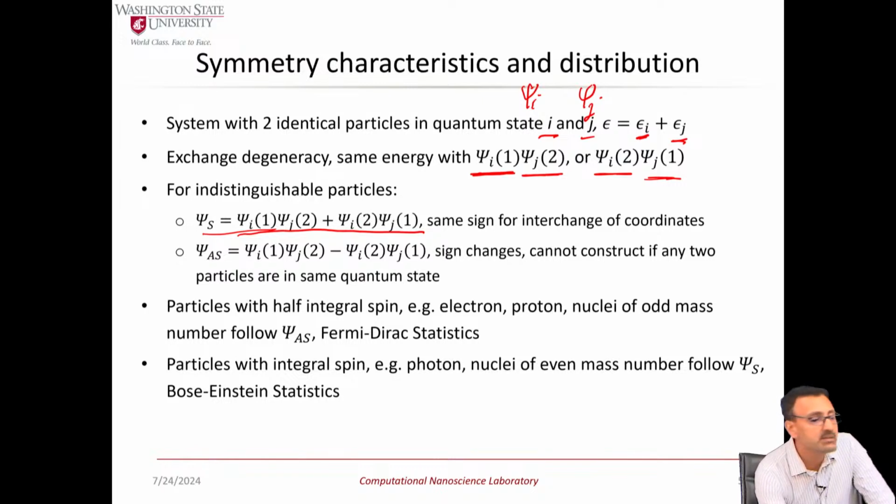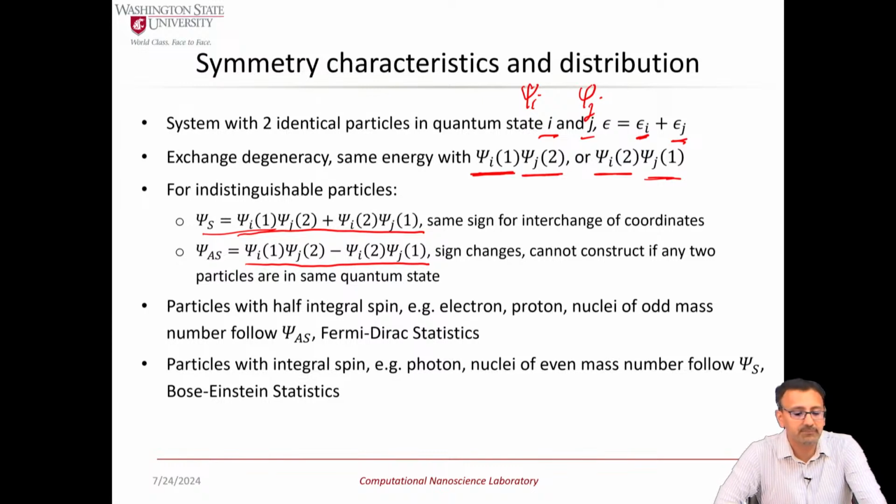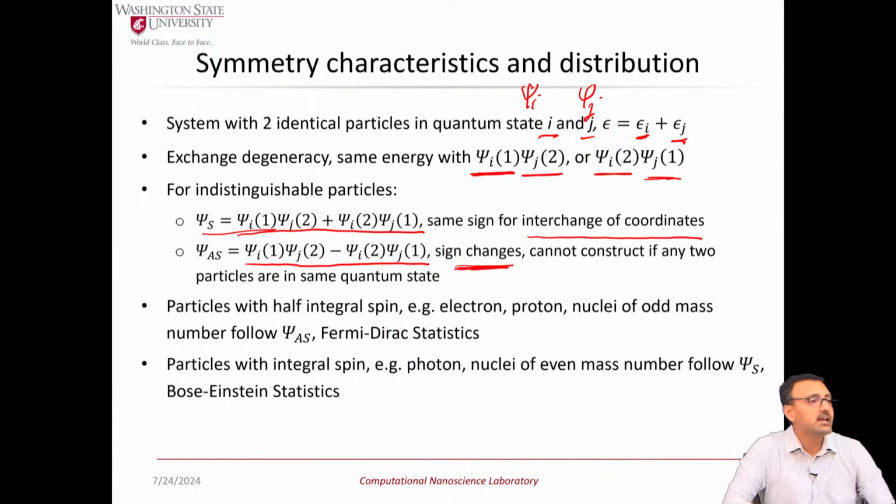One combination is a symmetric looking function, which is psi i(1) psi j(2) plus the opposite, when the particles have exchanged their quantum states. The other solution can be anti-symmetric, where instead of a plus we have a negative in the function. Okay? But there are some rules at this point that we have to think of when we assign a particle to be either in a symmetric state or an anti-symmetric state. For the symmetric state, when we interchange the coordinates of the particle, it does not change the sign, but for the anti-symmetric state, we have a sign change.